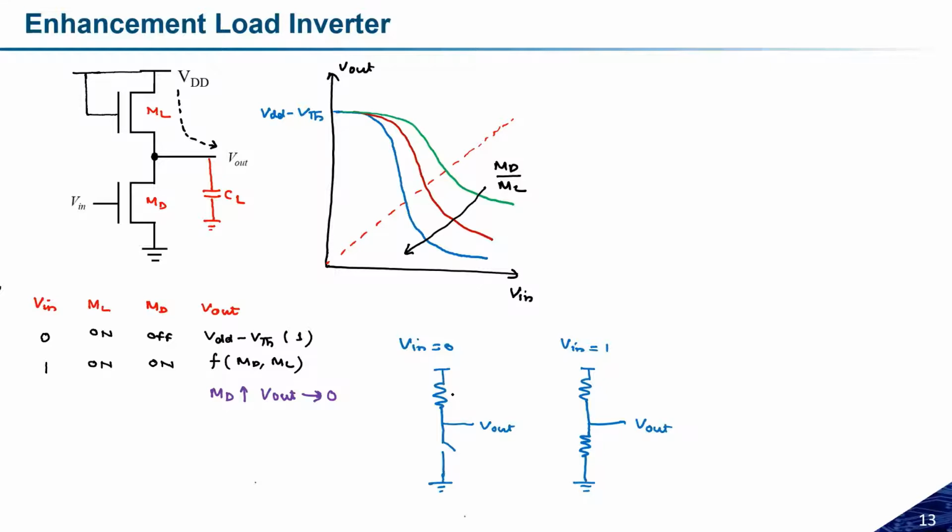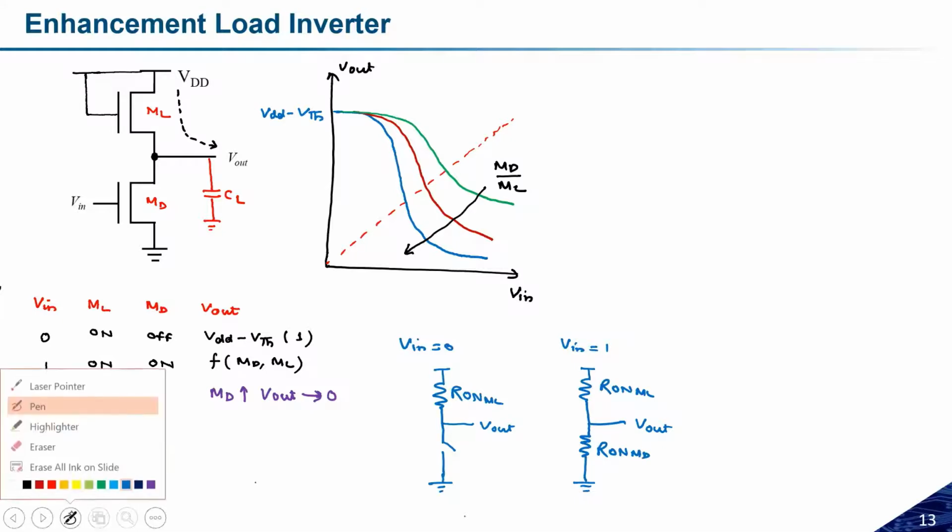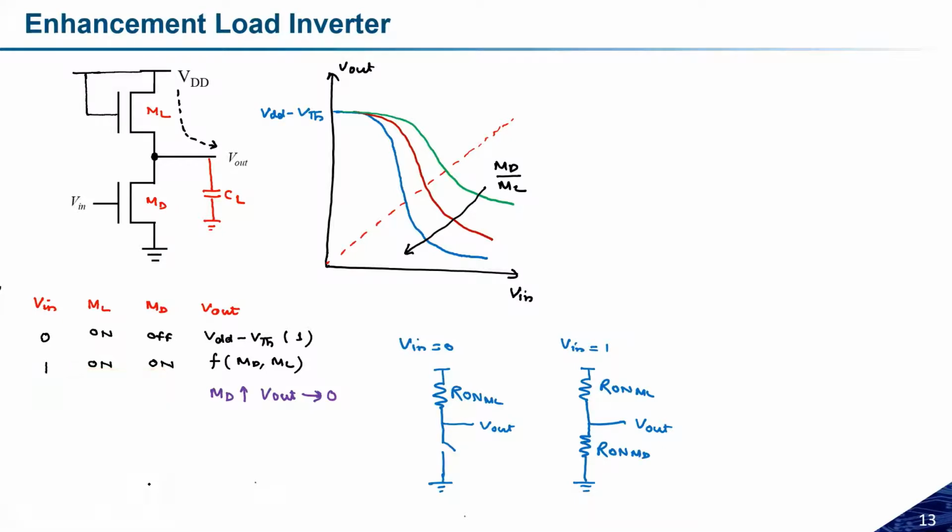And this is the R on of ML, R on of MD. So if we have the expression something like this, what will be the delay in both the cases, like TPHL and TPLH? So let us talk about it. Let me change the color. So the TPHL, can anyone tell me what the TPHL is? What will be the TPHL?